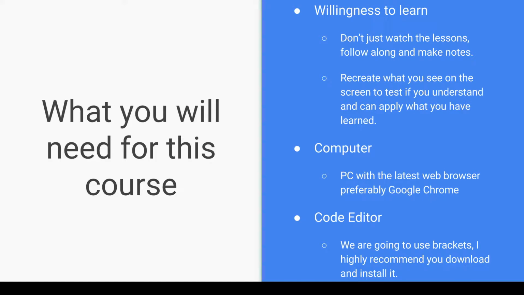In this slide, we are going to look at what you will need for this course. A willingness to learn. Don't just watch the lessons. Follow along and make notes. Recreate what you see on the screen to test if you understand and can apply what you have learned. Computer, PC with the latest web browser, preferably Google Chrome. A code editor, we are going to use Brackets. It's a fantastic editor and I highly recommend you download and install it.